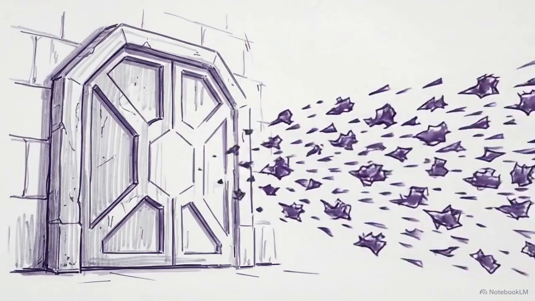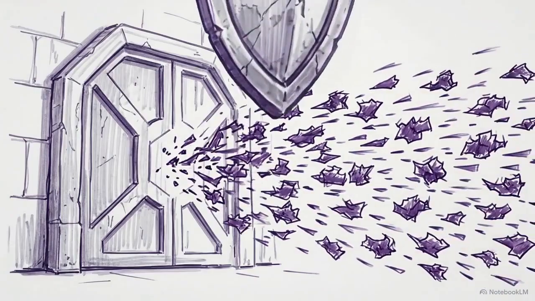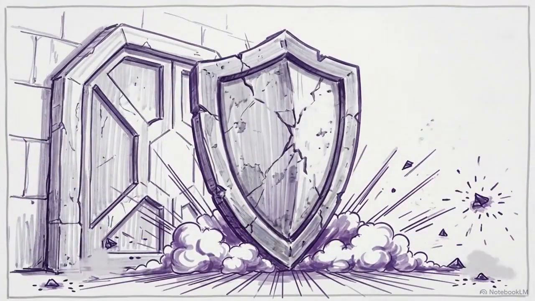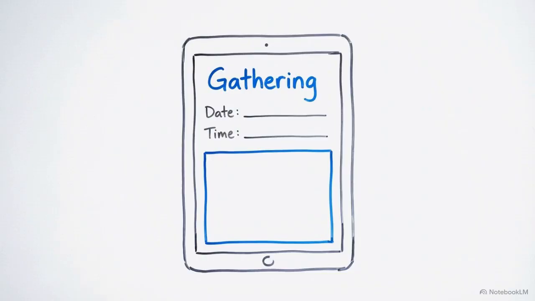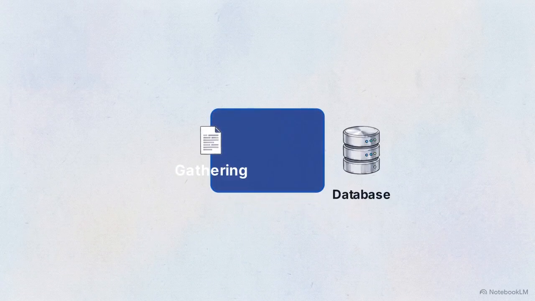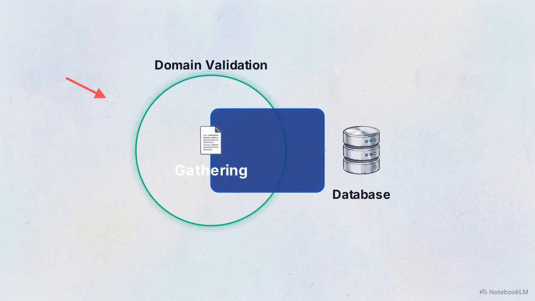Imagine your software's core logic as a vault. If you let chaotic, corrupted data slip past the front door, the entire system is at risk. In a typical application, an invalid state happens when an entity, let's say a gathering or an event, gets created with impossible details, like a negative number of attendees. To stop this, we build a protective layer right at the entity's boundary. This is called domain validation, a strict set of rules deflecting bad inputs before they ever reach your database.